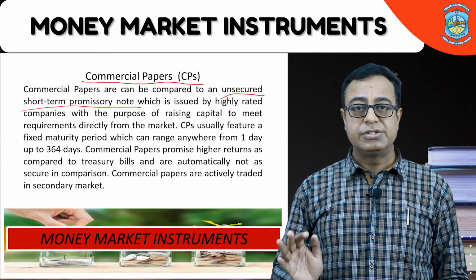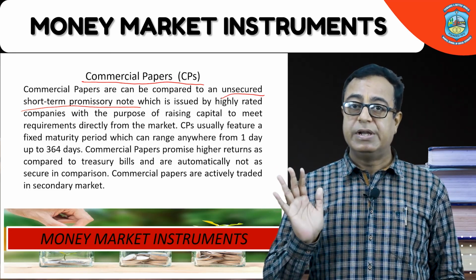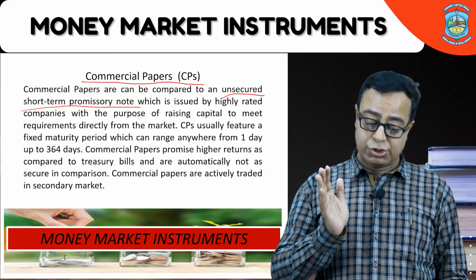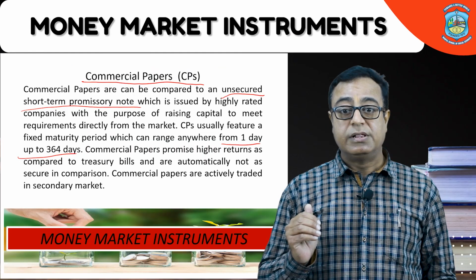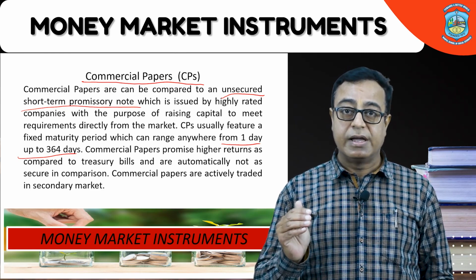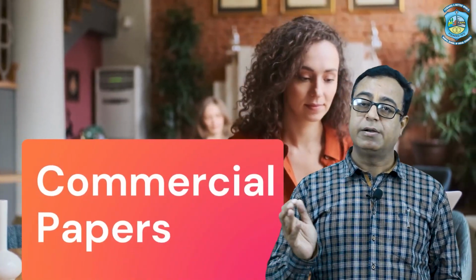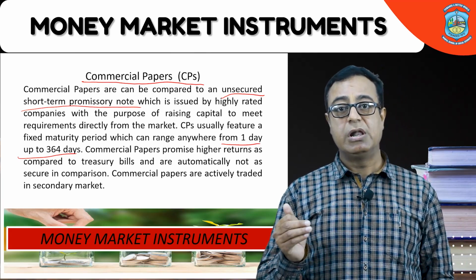These papers are just like short period debentures, but they are not secured, not safe as the treasury bills because these are issued by the companies. Now, CPs, commercial papers, have maturity period of minimum 1 day and maximum 364 days. These commercial papers have the high return, but along with the high risk also. Commercial papers are also traded in the secondary market, means these can be purchased and sold in the stock market also. This is commercial papers.